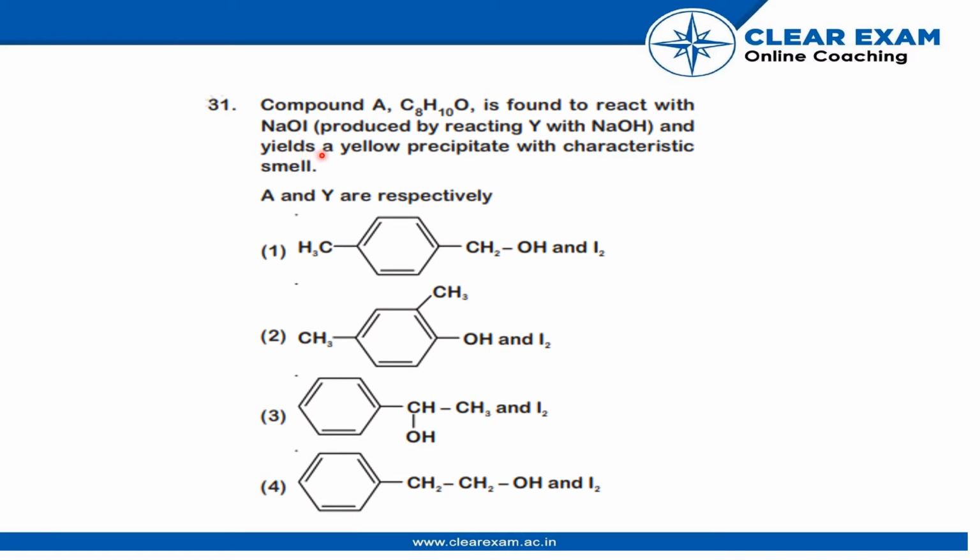So the question here is: compound A, C8H10O, is found to react with NaOI, produced by reacting Y with NaOH, and yields a yellow precipitate with characteristic smell. A and Y are respectively. So these are the four options, and let's see the answer.